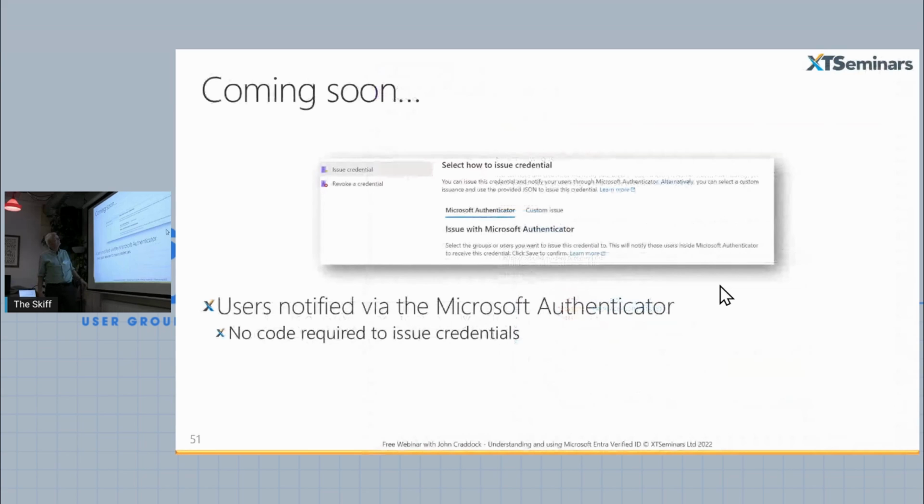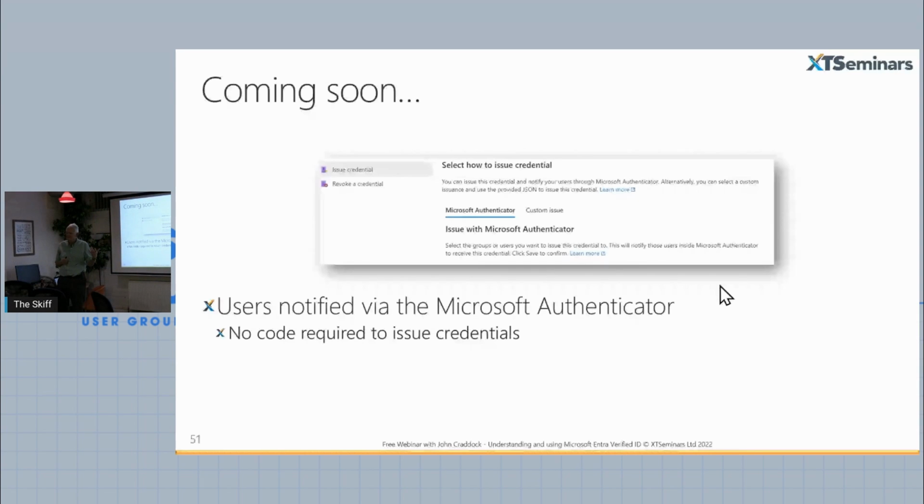And then in terms of coming soon, and this is something that's coming along, is the ability to have notifications to your phone. So you can say, hey, this is a credential I want everyone to have. Right, the user's got to be involved in getting that credential because the user may have to log on to get it. If it's self-issued, they may need to put some details in. The user needs to be involved, but basically it appears in the authenticator, come get this credential. And that means no code required for issuing the credential.